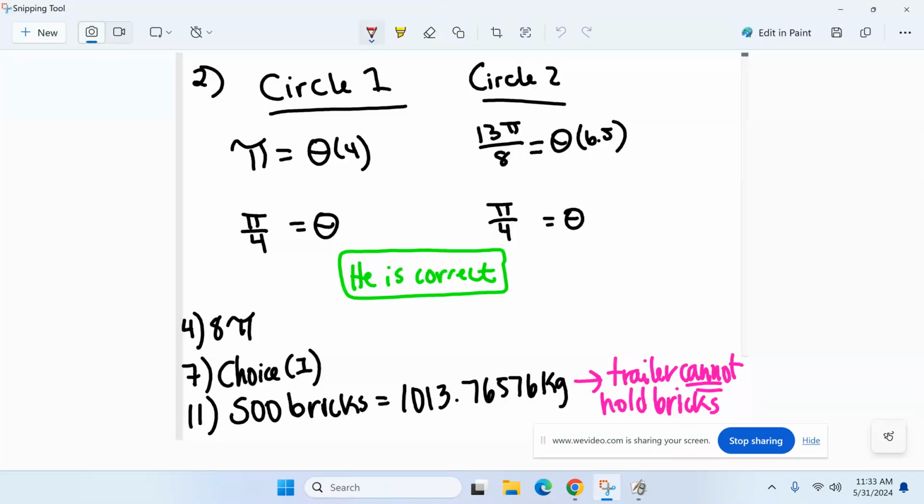Go ahead, Charlie. Go ahead, do your thing. Saw your log up over there. And there are your answers. 2, 4, 7, and 11. Good luck.